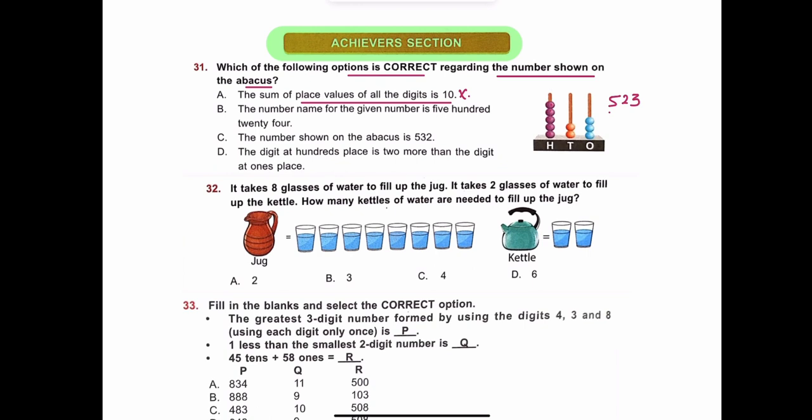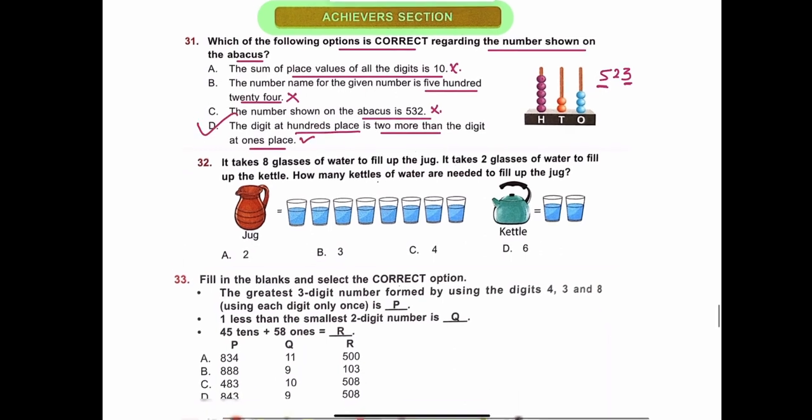So it is a wrong statement. Option B, the number name for the given number is 524. No, it is 523. Option C, the number shown on the abacus is 532. It is again wrong, it is 523. Option D, the digit at hundreds place, this is the hundreds place, 5, is 2 more than the digit at ones place, and the digit at ones place is 3. So yes, 5 is 2 more than 3. So option D is correct.